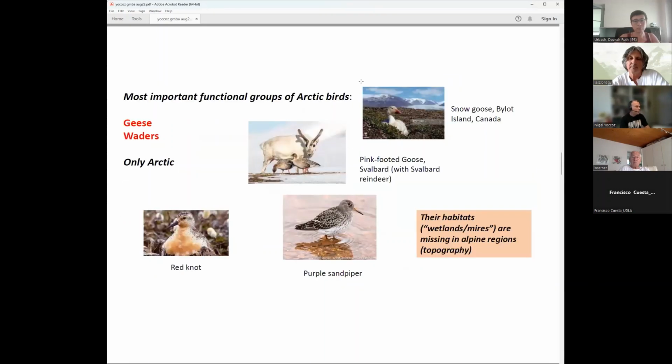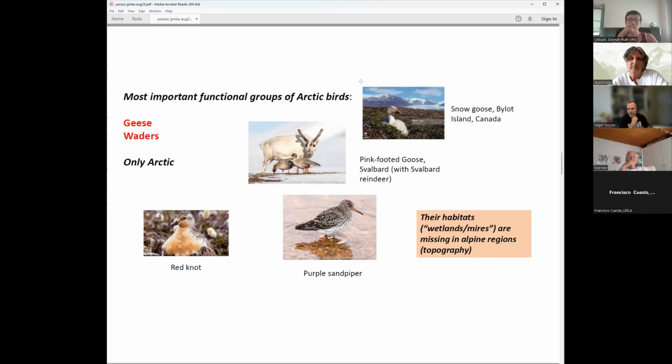Now, if you go a bit further, about important bird species in the Arctic, that's mostly geese and waders. So I put here some examples: the snow goose in North America, or the pink-footed goose on Svalbard or Greenland. These species are only found in the Arctic. You never have geese in the mountains further south. And it's the same with waders. If you think of red knot or purple sandpipers, important species in the Arctic, you will never have them in the mountains.